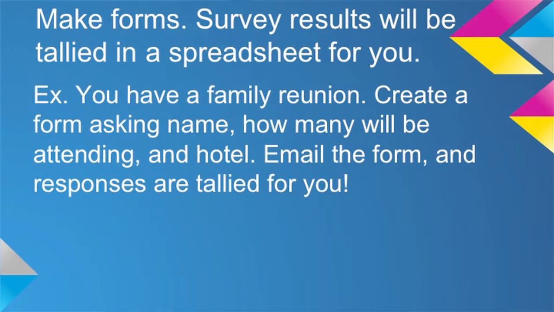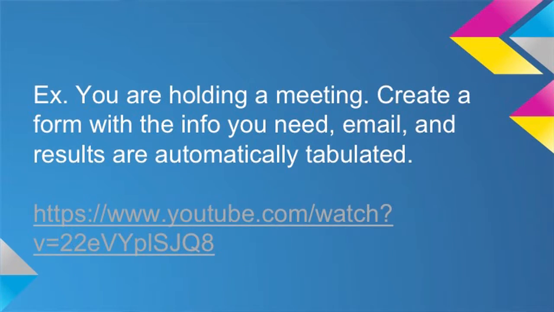And then what the spreadsheet will do, instead of before in the past, if someone was coming, you'd have to look on all of their individual email responses and who's coming and who's not. Now you simply open up this spreadsheet and it'll be tallied for you. So it's really nice. They also allow you under Google to pick a theme. And so the third example is you're holding a meeting. You create the form with everything you need. You email it out and watch the results be tabulated. And with that, I'm going to have us go to our first video.